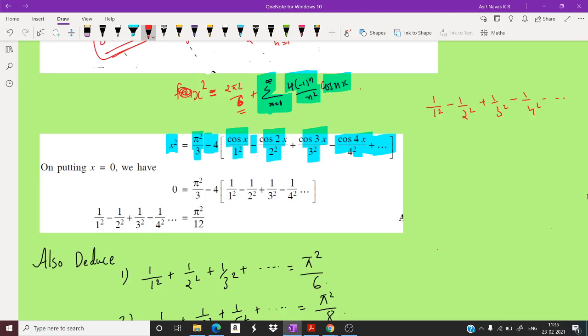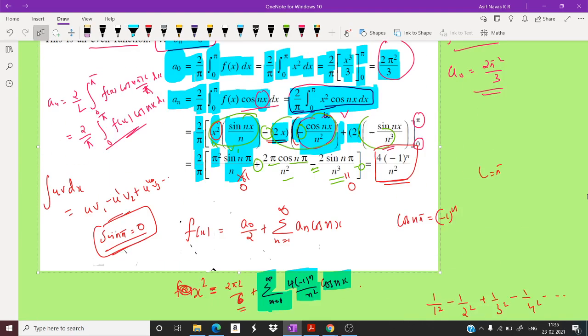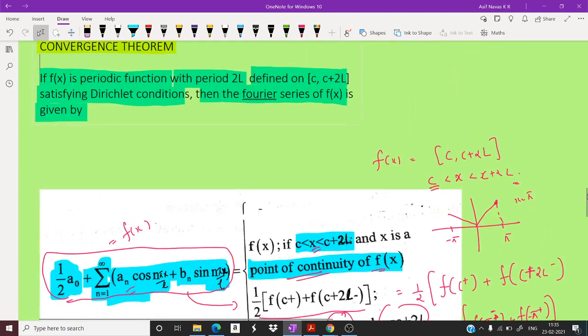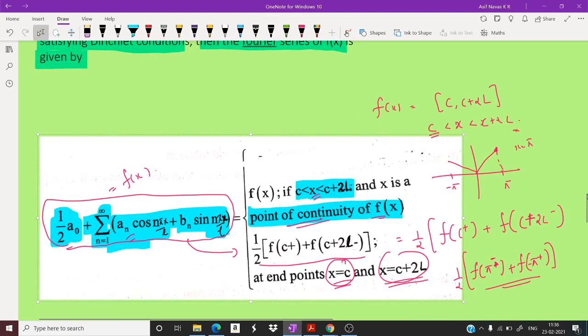Anybody have any idea? If we put x equal to 0, then what you will get? This cos 0 is 1. And what is the point? X equal to 0 is a point in between the endpoints. It's not an endpoint, right? Here what are the endpoints?